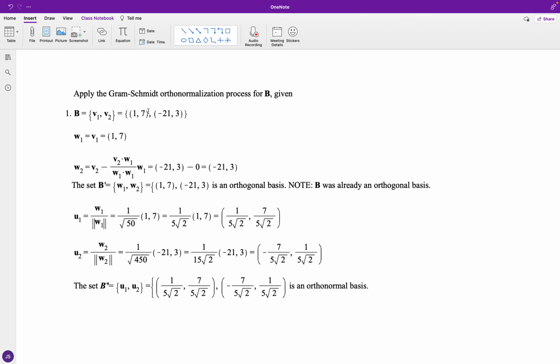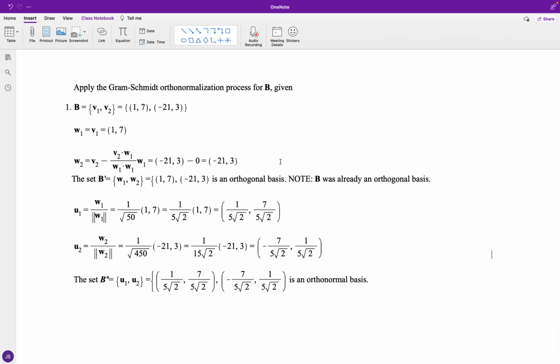The dot product is going to be 0, since negative 21 times 1 is negative 21, 3 times 7 is 21, and negative 21 plus 21 is 0, so this whole ratio goes to 0. So W sub 2 turns out to be V sub 2, which is (-21, 3).